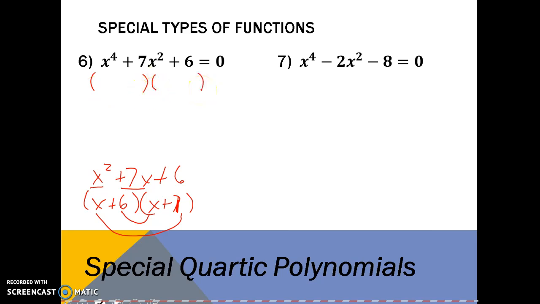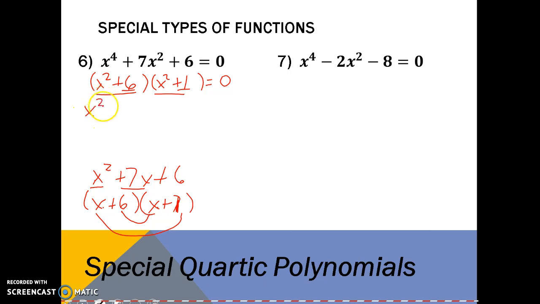I can factor this in a very similar way. Instead of x times x, that gives me x squared, I'm going to have an x squared and an x squared that gives me x to the 4th. And then I want to multiply something here and here that gives me 6 that adds up to 7. And that's going to be a positive 6 and a positive 1 equals 0. So now I have 2 quadratic equations here. I have x squared plus 6 and I have x squared plus 1. And if those two things multiply together to give me 0, one of those must be 0.